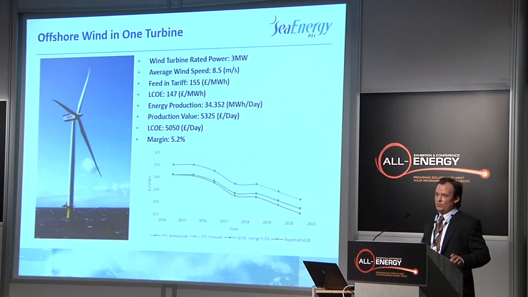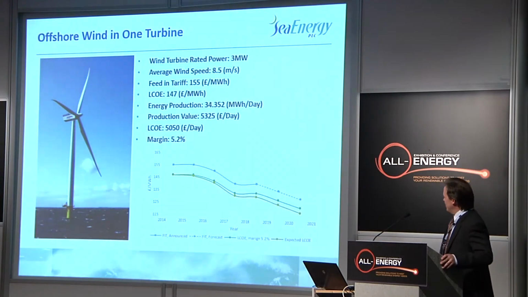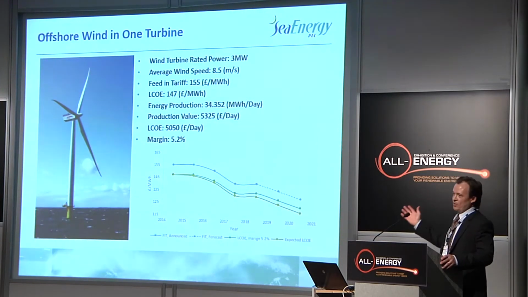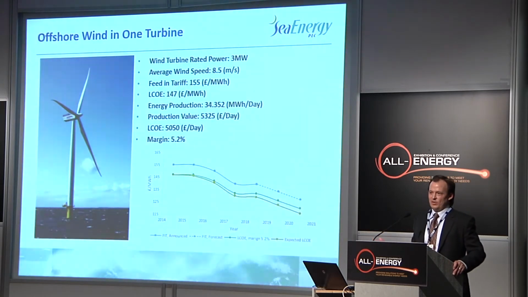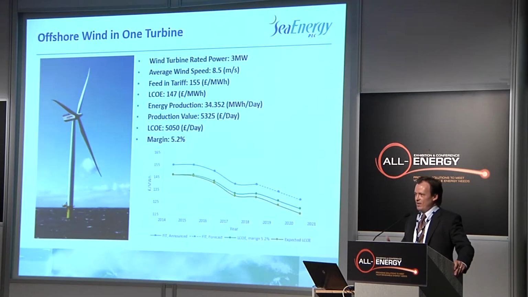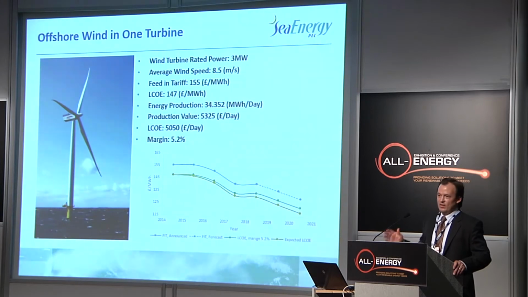So here's my story in one wind turbine. Now, we can all argue, and we probably would if we had time, about the various numbers that we've laid out here. But the idea being, we have a particular wind turbine that we're putting out at sea. We have a particular wind speed that we expect. We have a tariff in this country or in other countries that we're likely to receive. But we also have a cost for generating that energy. And as a result, our margin is quite small in the end.